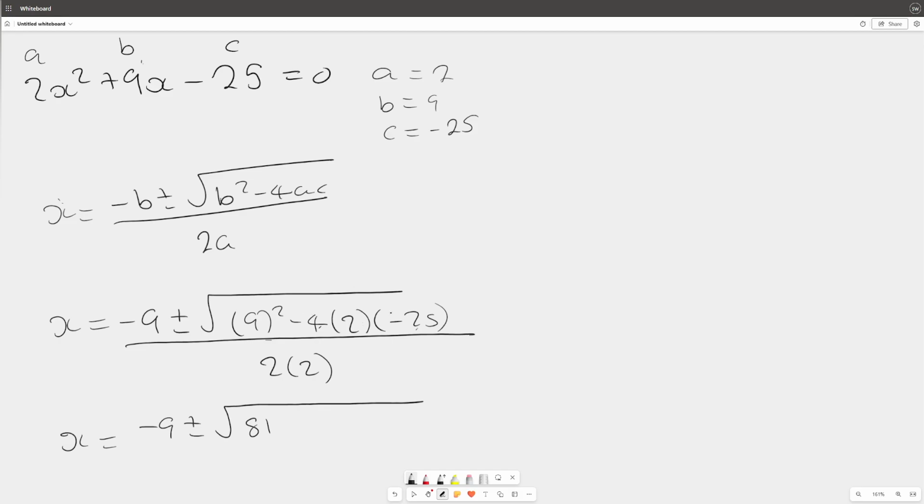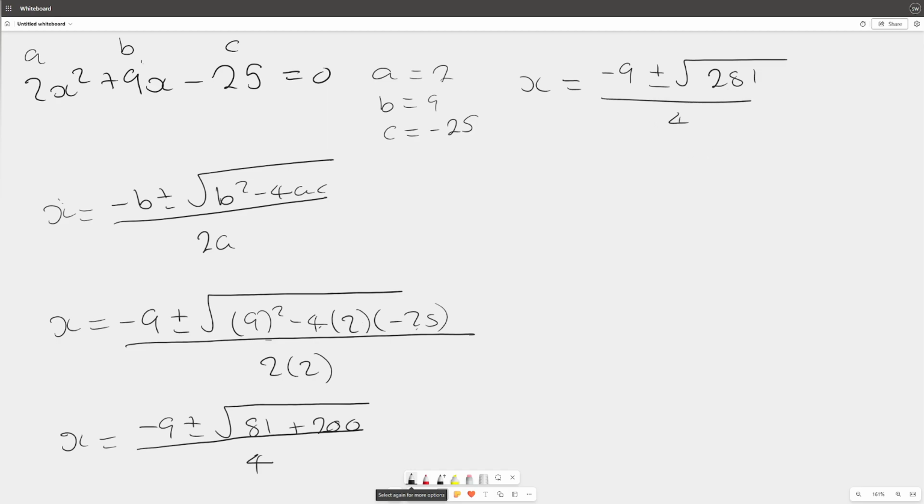The minus and the minus cancel out, so we're going to have 81 plus 200 in our square root here. We can then do all of this over 4. We can then keep moving up here, and we can go to minus 9 plus or minus the square root of 81 plus 200, which is 281, all over 4. And since 281 cannot be simplified any further as a surd, that will be your final simplification, and this could be your final answer.